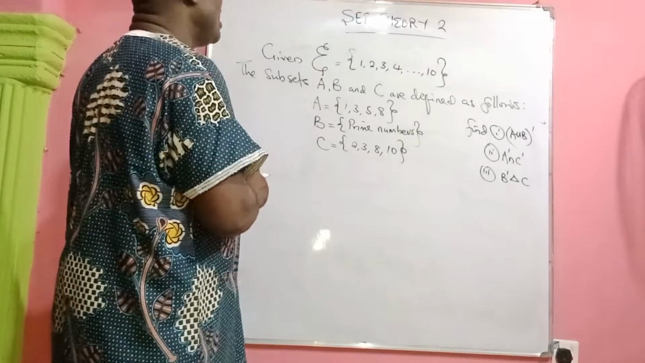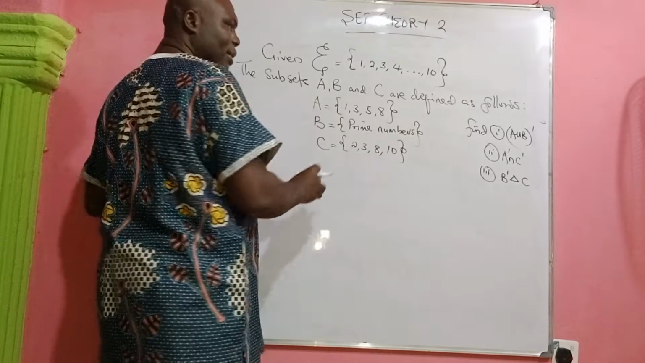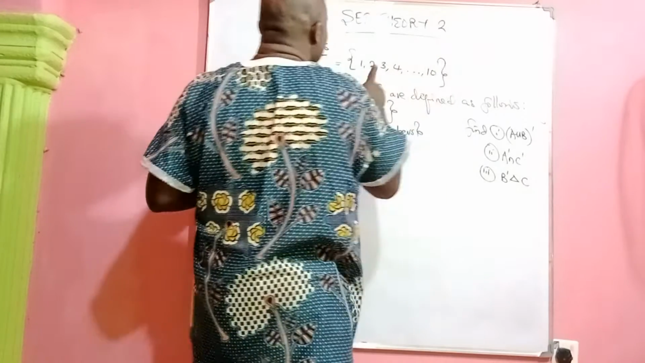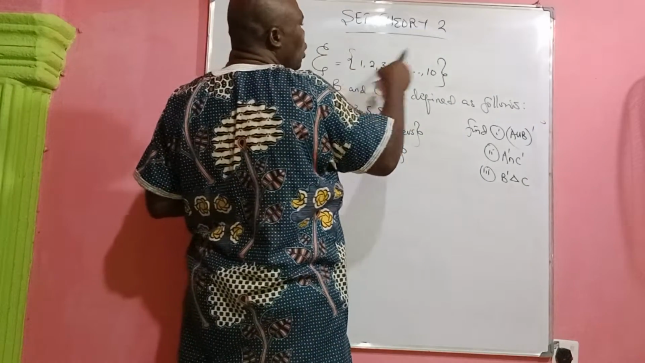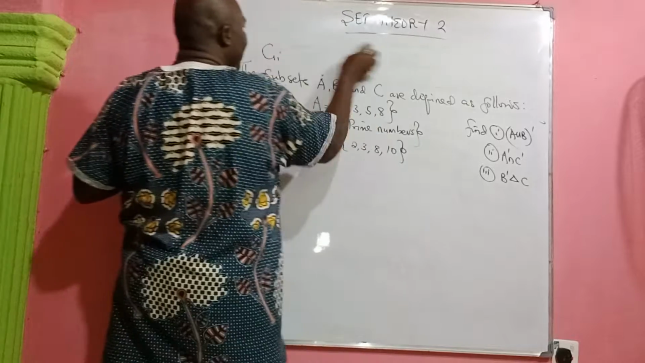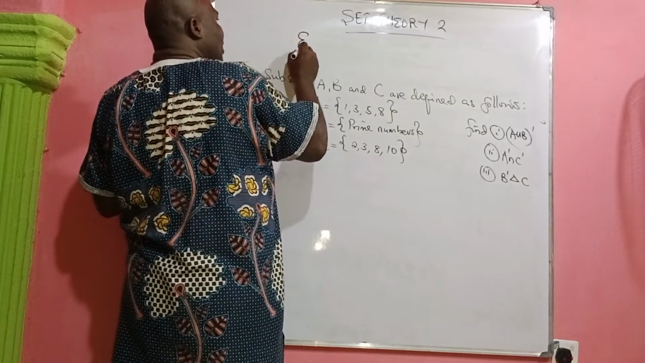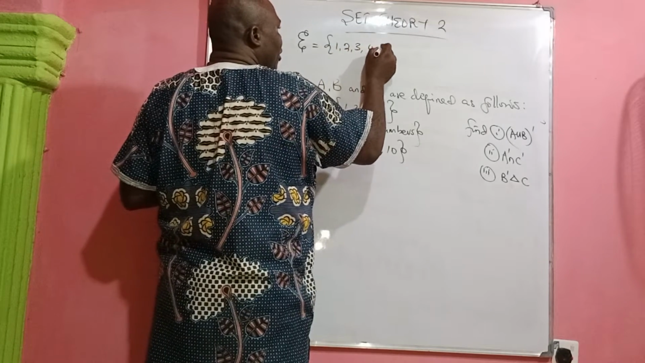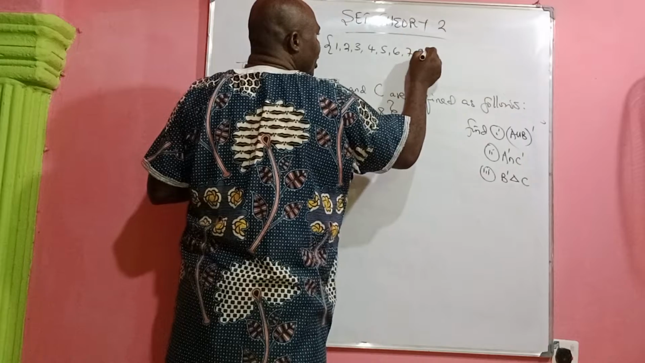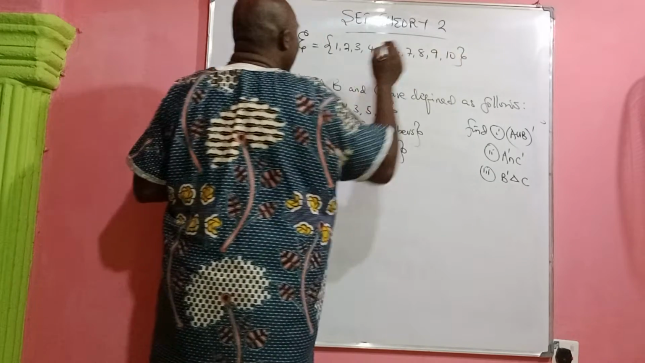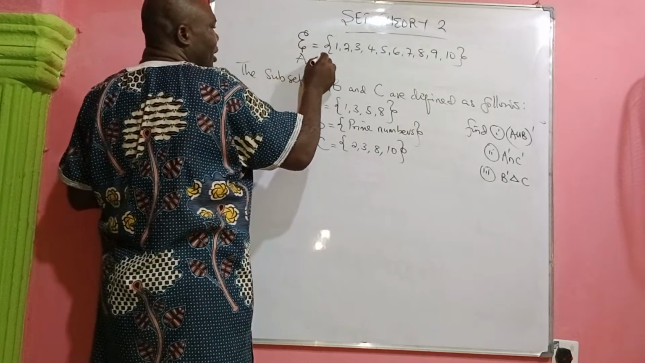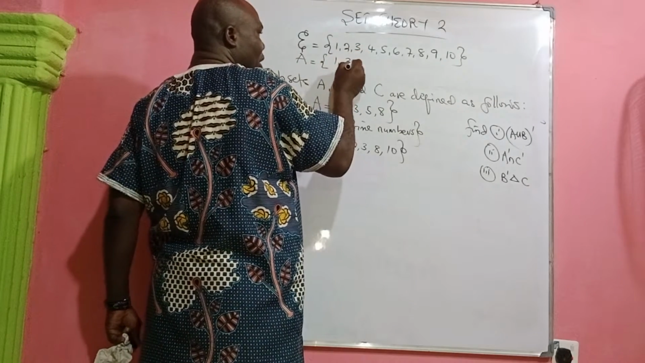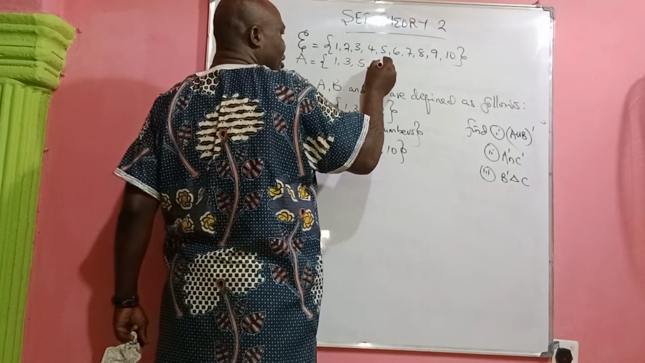So we are going to define the universal set. Define A, B, and C. That's the first thing we are going to do. So the universal set contains elements from 1 to 10. So we are bringing out the universal set, which contains the elements 1, 2, 3, 4, 5, 6, 7, 8, 9, and 10. And then we are bringing out the subset A. They define the elements as 1, 3, 5, and 8.